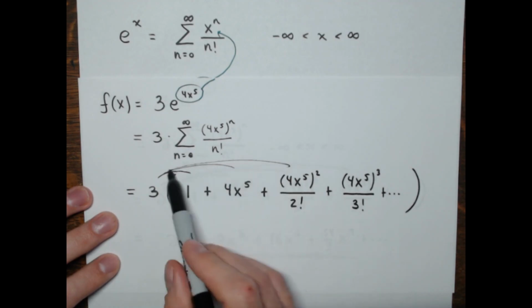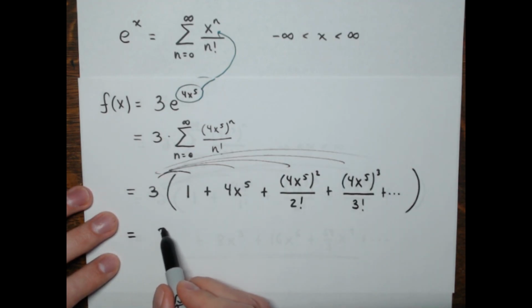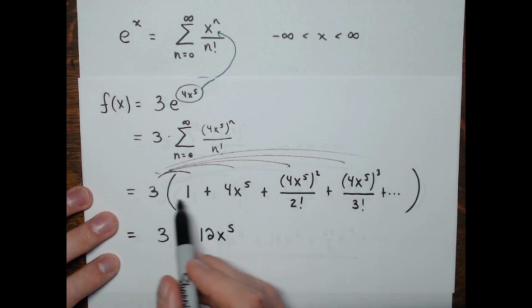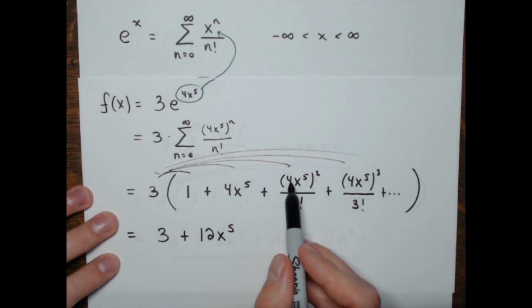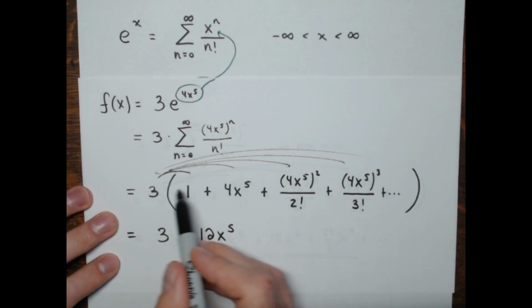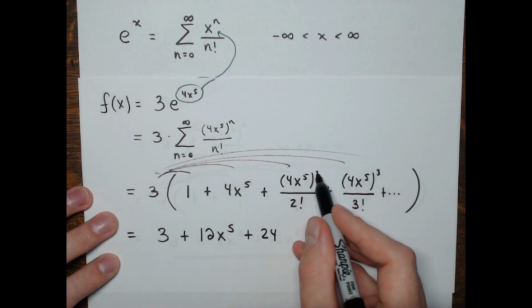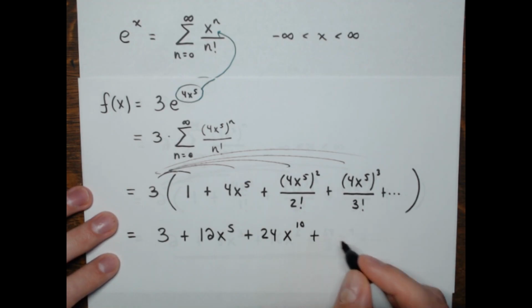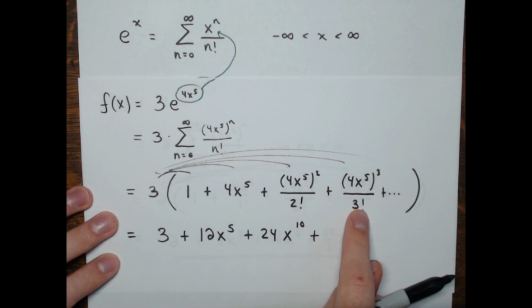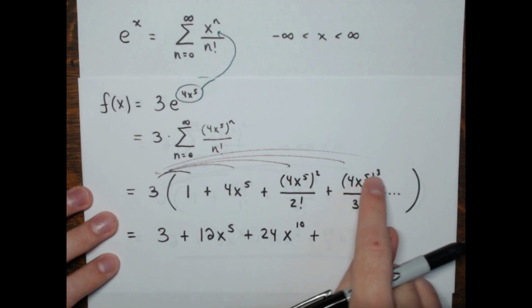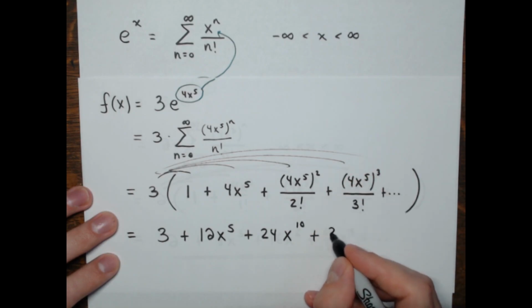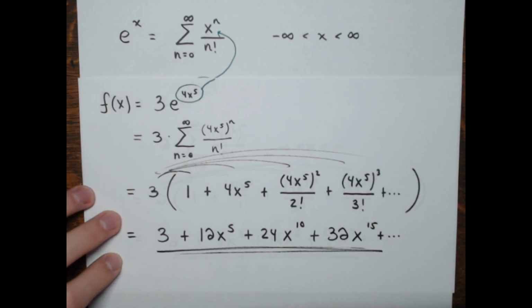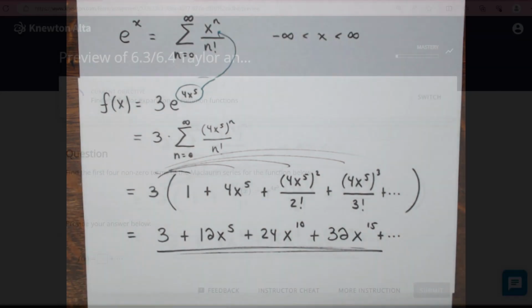Right, and we'll distribute the 3. So first term, 3, plus second term, 12x to the fifth, plus now third term, 4 squared is 16, 16 over 2 is 8, times 3 is 24, so plus 24 x to the 10th. Right, it's x to the fifth squared. Then finally, 3 divided by 3 factorial would just be 1/2, right? 3 over 6. And then 4 to the third is 64, divided by 2 would be 32. And then x to the 15th, and so on. And that's what they want though, right? Just the first four non-zero terms.